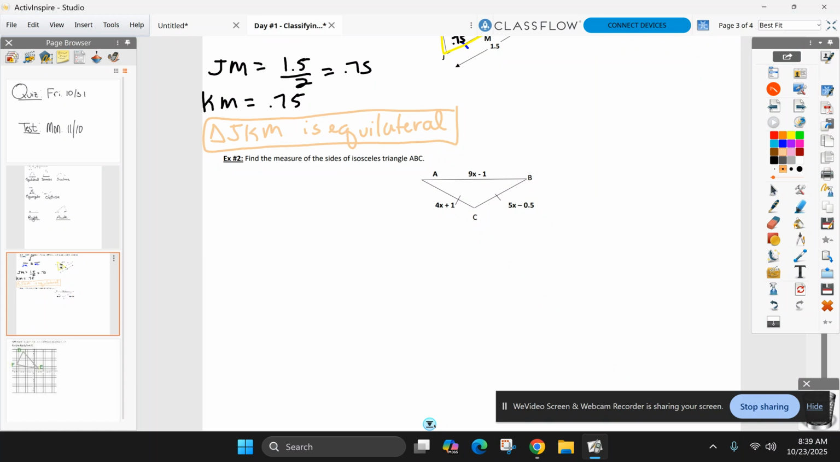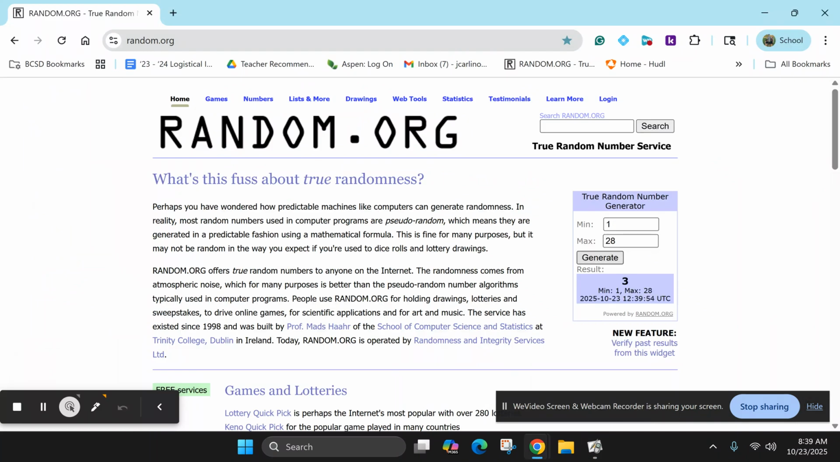Notice, everyone see how I have a label on all three sides? That doesn't mean you need all three sides in your equation. Just because I've labeled all three sides doesn't mean when you set up an equation to solve for x, you need to use all three sides, because that's not the case here. I don't need the 9x minus 1. I need the two sides that are congruent. You got something I can set up to solve for x now?